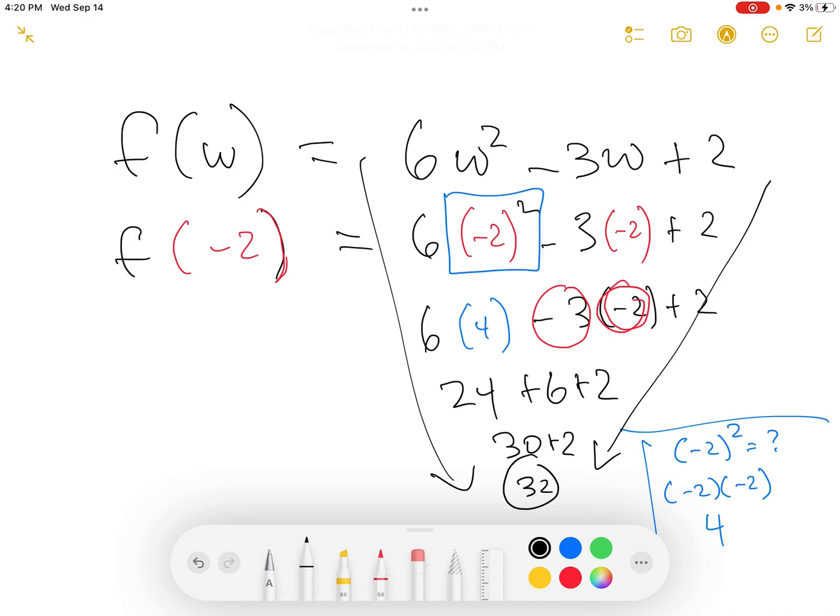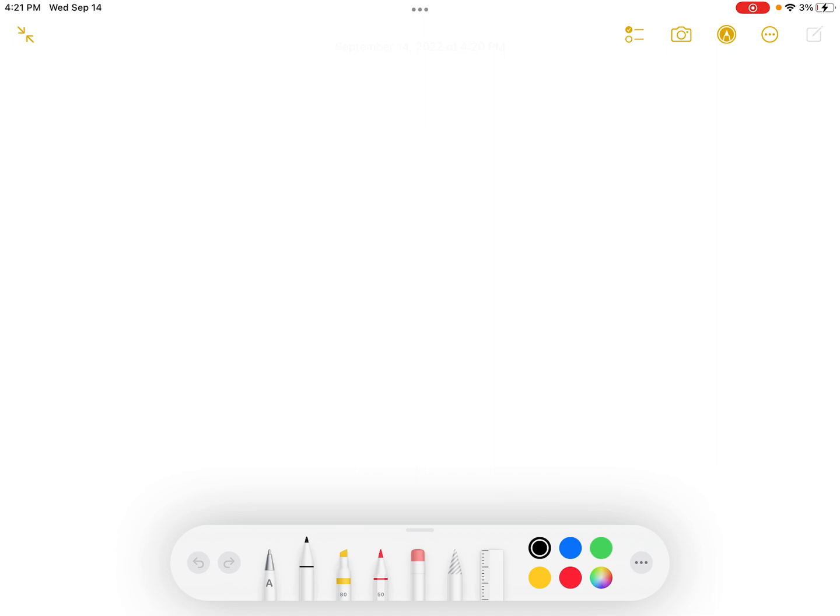Okay, this one I want you guys to do on your own. Pause the video and give this a try. If f of x is equal to 3x squared minus 2x plus 1, what is f of -4 going to be? Pause the video, give it a try.